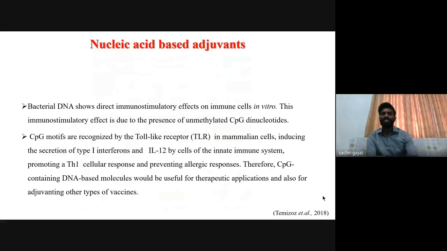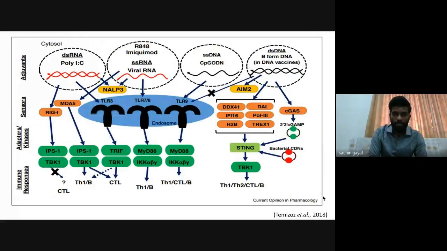Nucleic acid based adjuvants means it contains bacterial DNA in that adjuvant. This is the mechanism regarding nucleic acid based DNA. We can see it is divided into four steps: adjuvants, sensors, adapters and immune response. These are the cytosol sensors of double stranded DNA, that is cGAS, DAI, DDX41, IFI16. These cytosol sensors activate the STING and TBK1. It gives humoral and cell mediated immunity, and then there is a formation of Th1, Th2, cytotoxic T cells and B cells.